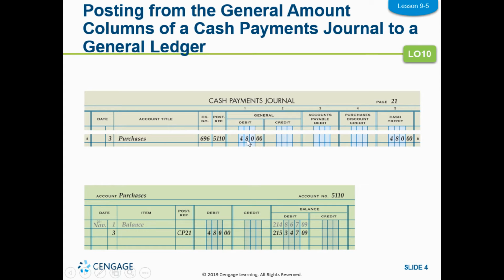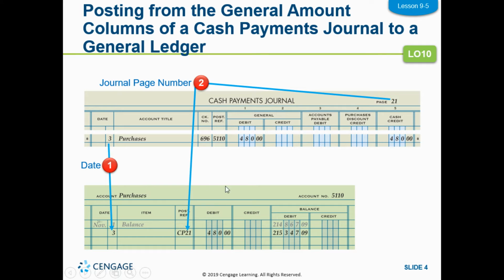So in this case, we have a general debit of $480. Notice we have a general debit of $480 and a cash credit of $480. We put the date. Now we're in the general ledger down here. Purchases, account 5110. Cash payments 21. A general debit here of $480. Remember, purchases is a cost of goods entry. It is a debit side increase balance. And so we previously had $214,000. We add $480, and now we have $215,000 plus change when we post that.